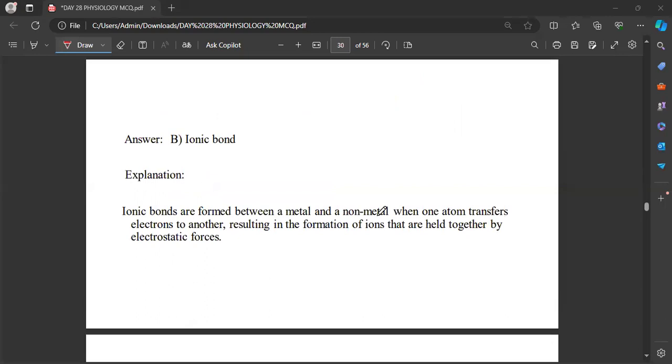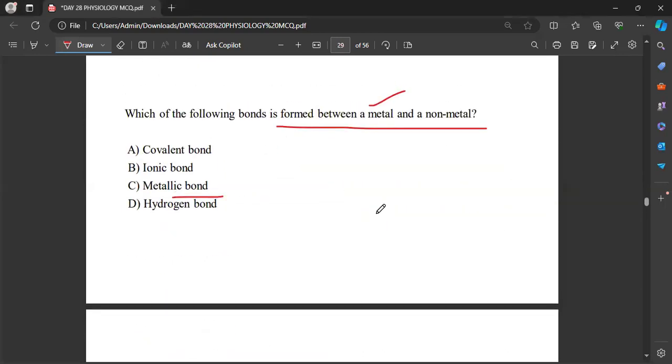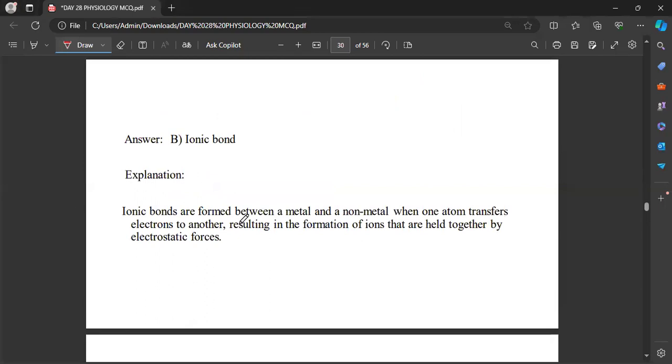That will be the ionic bond. See, it will be between the metals in case of a metallic bond. An ionic bond will be formed between a metal and a non-metal. Only then there will be a transfer of electrons from one atom to another atom, which will be held together by forces called electrostatic forces. This is a definition, and just remember this.